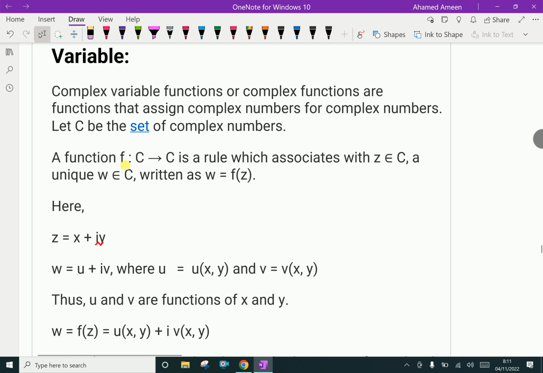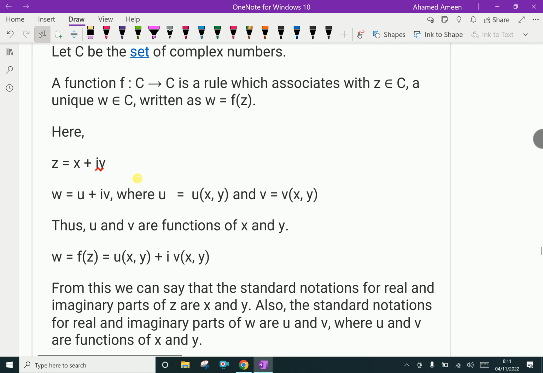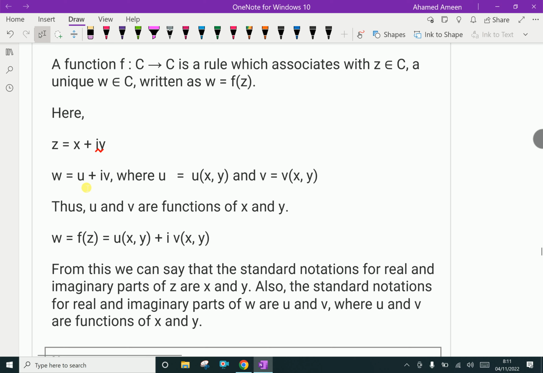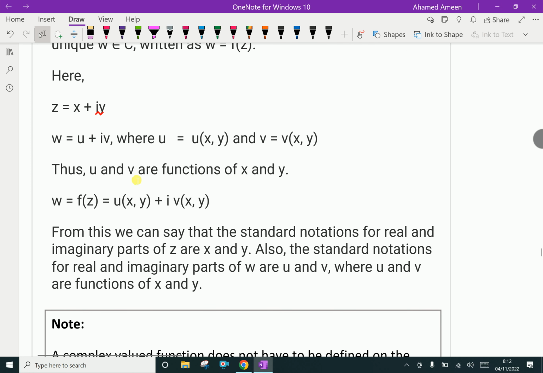A function f from C to C is a rule which associates with z, an element of C, a unique w, an element of C, also written as w equals f of z. W is a function of z. Here we know that z equals x plus iy, w equals u plus iv. That means z is a function of x and y, and w is a function of u and v, where u is equal to u of x, y and v is equal to v of x, y. Thus u and v are functions of x and y.